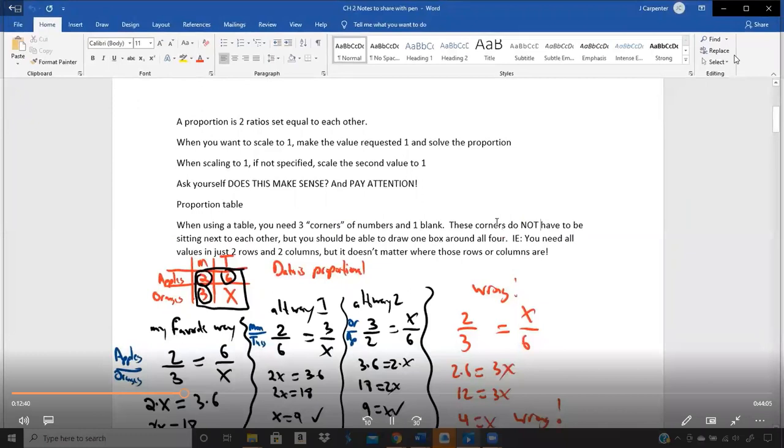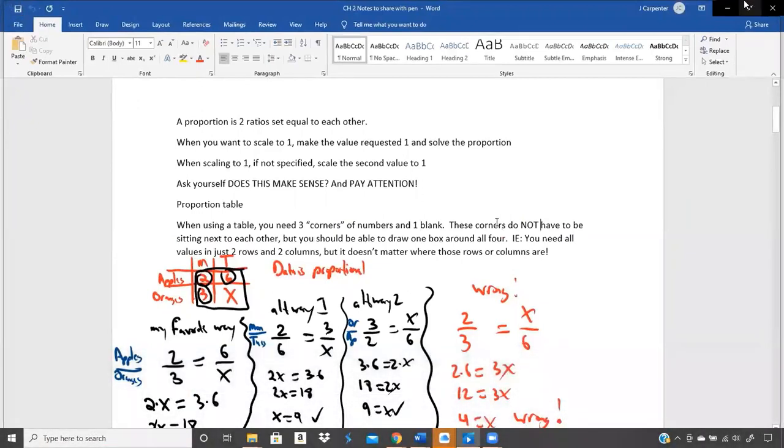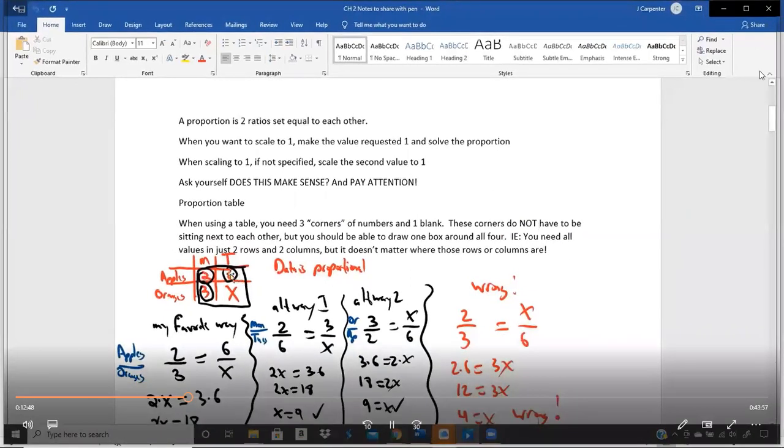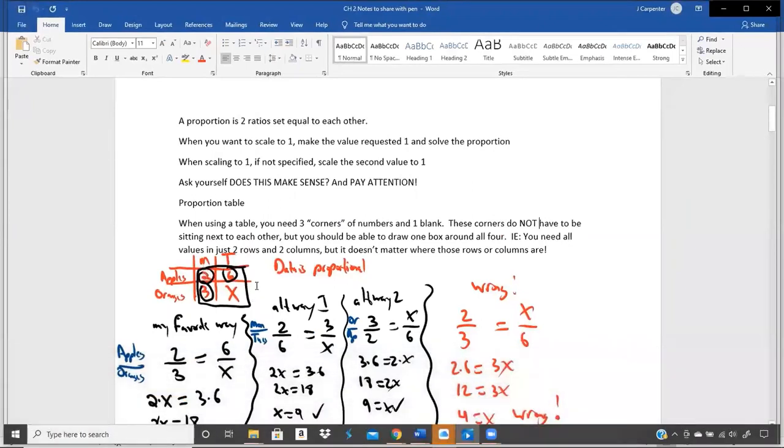You could say it as one triples, the other triples, as one quadruples, the other quadruples, but proportional means a constant multiplier between them. Just like 2 apples triples to 6 apples, the 3 oranges triple to 9 oranges. If maybe on Wednesday there were 10 apples sold, that means they sold 5 times as many apples, which means they'd sell 5 times as many oranges.